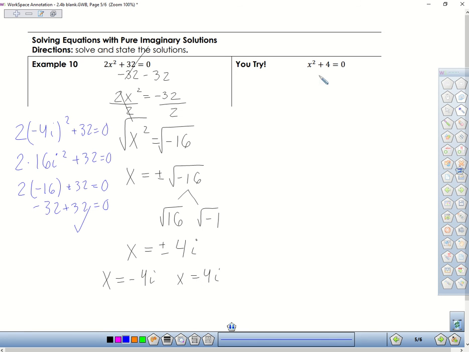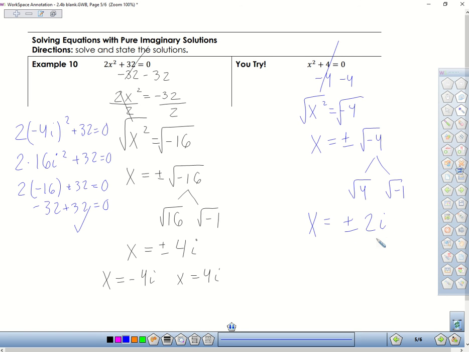And then this one, we'll subtract 4 on both sides. We get x squared is equal to negative 4. We take the square root of both sides. That gives me x equals plus or minus the square root of negative 4, which I know to be square root of 4 times square root of negative 1, which I know to be plus or minus 2i, which means my two solutions are x equals 2i and x equals negative 2i.